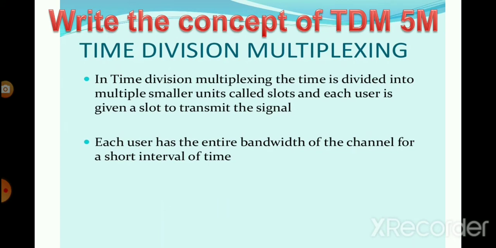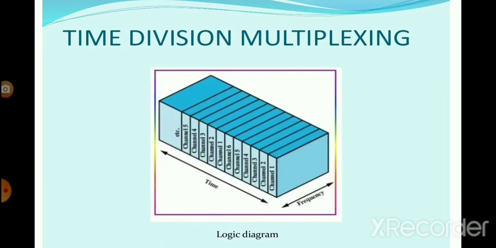Write the concept of TDM. In time division multiplexing, the time is divided into multiple smaller units called slots, and each user is given a slot to transmit the signal. Each user has the entire bandwidth of the channel for a short interval of time.